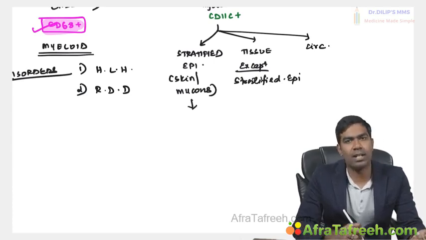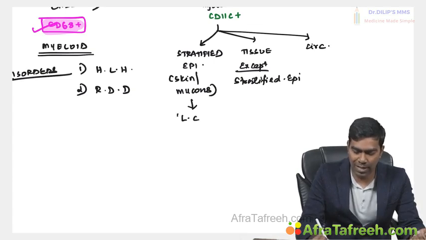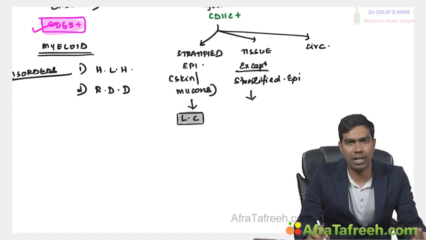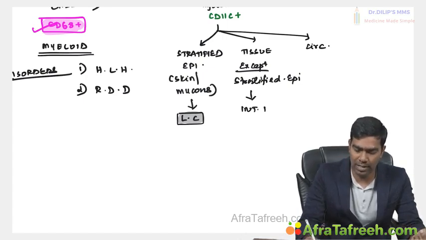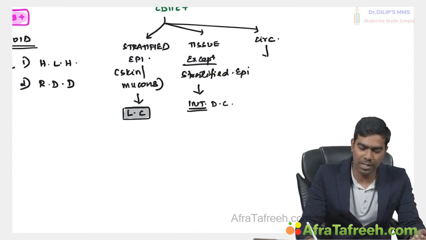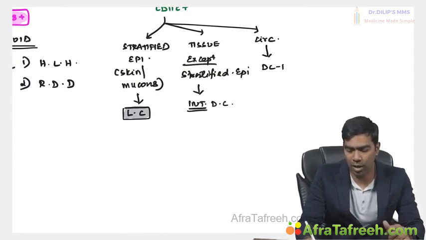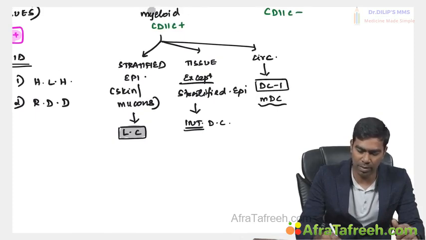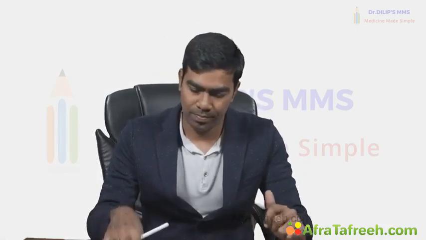Those dendritic cells seen in the stratified epithelium are what we refer to as Langerhans cells. Very, very important. Those dendritic cells present in the other tissues except the stratified epithelium are called interstitial dendritic cells. And those dendritic cells present in the circulation we call DC1, or simply myeloid dendritic cells. The other name is equivalent: myeloid dendritic cells are also called MDC. Those present in the circulation are sometimes interchangeably referred to as myeloid dendritic cells.